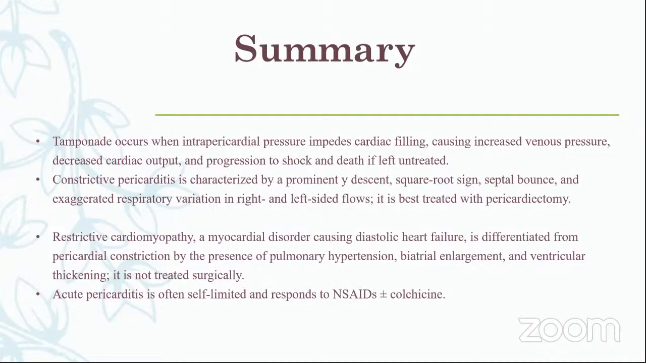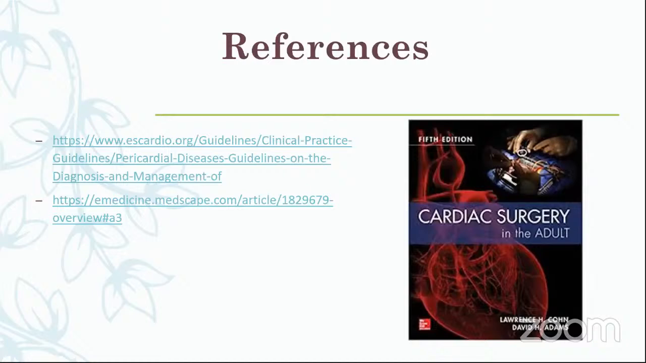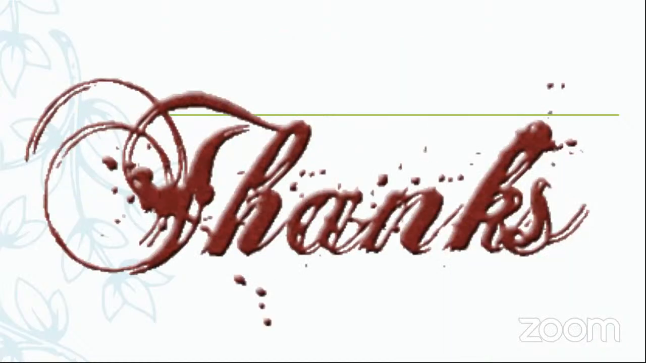Restrictive cardiomyopathy should be differentiated from pericardial constriction by the presence of pulmonary hypertension, atrial enlargement and ventricular thickening, and this condition is not treated surgically. Acute pericarditis is often self-limited and responds to NSAIDs and colchicine. These are my references, and thank you. If you have any questions.